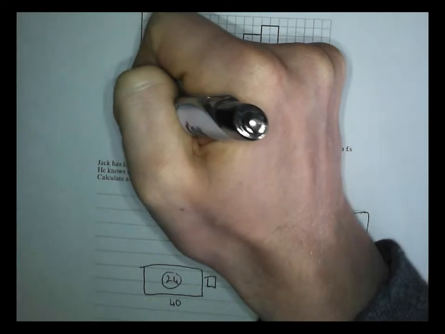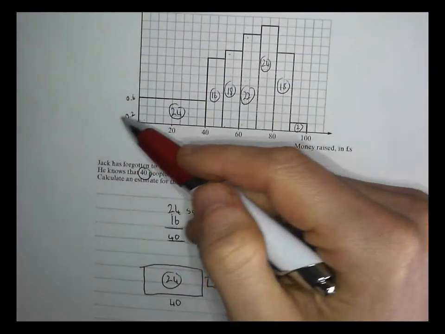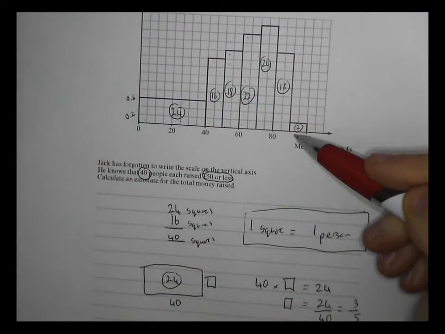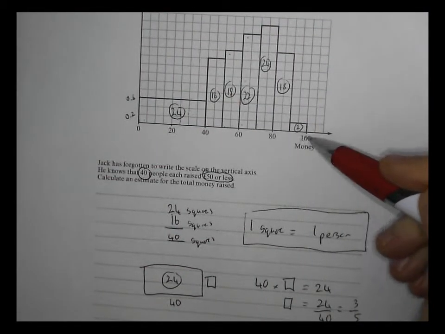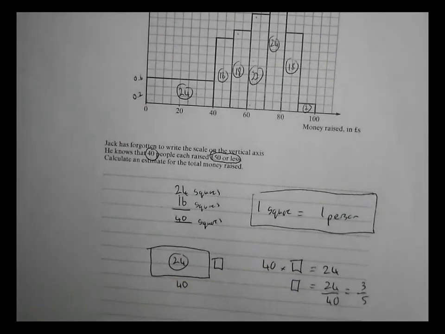And as I say, if you're not happy counting the squares, if you prefer to do frequency density, you can see that it's the same thing. That had a height of 0.2. We worked out every square up was 0.2. That's got a width of 10 from 90 to 100, and 10 times 0.2 is 2. So it all works out. Anyway, all we've got to do is add those up to get our answer.